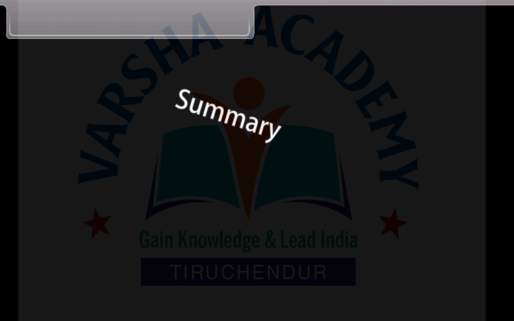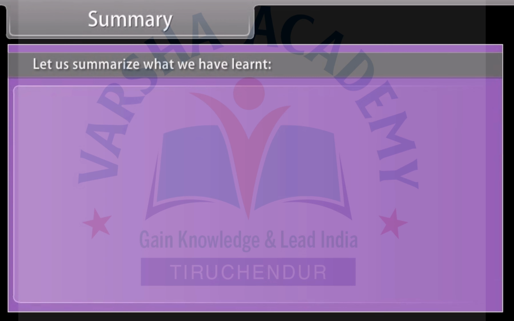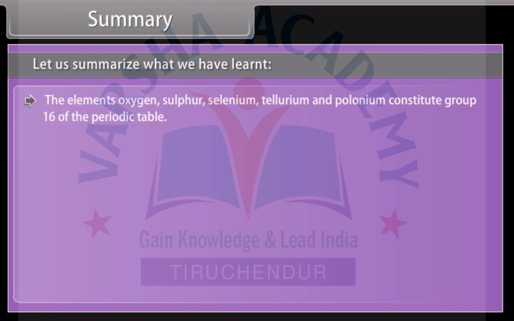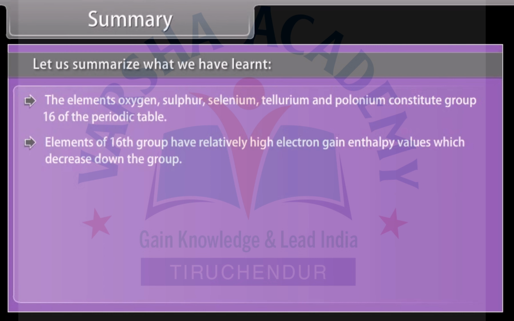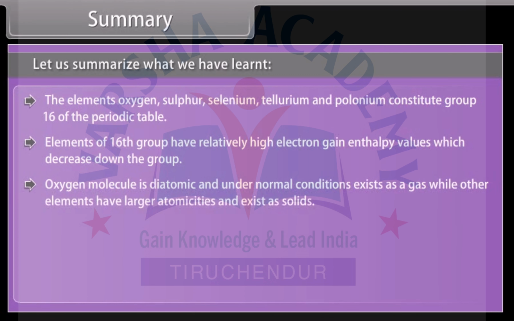Summary. Let us summarize what we have learned. The elements oxygen, sulfur, selenium, tellurium, and polonium constitute group 16 of the periodic table. Elements of the 16th group have relatively high electron gain enthalpy values, which decrease down the group. The oxygen molecule is diatomic and under normal conditions exists as a gas, while other elements have larger atomicities and exist as solids.